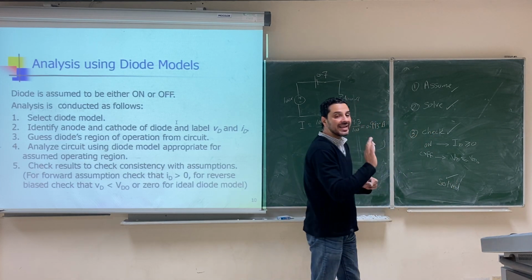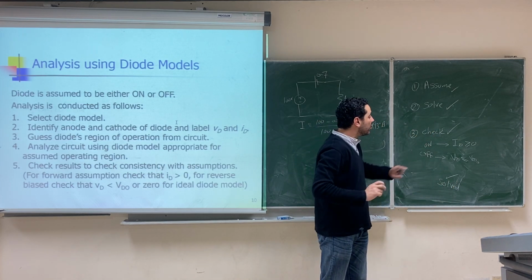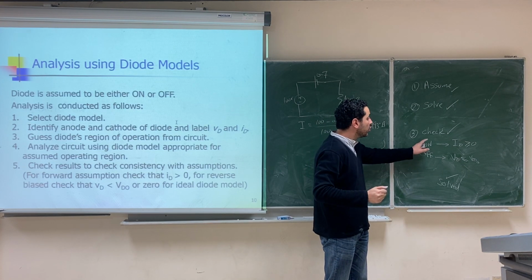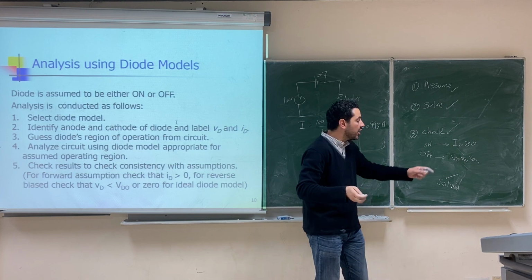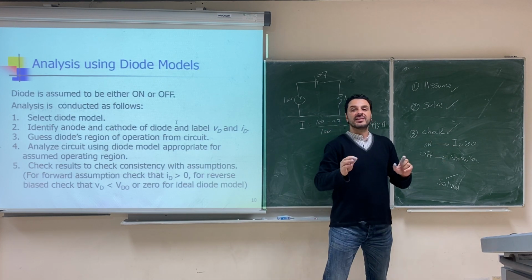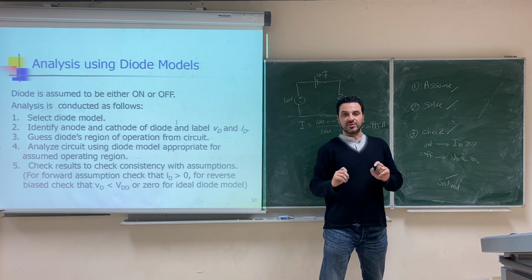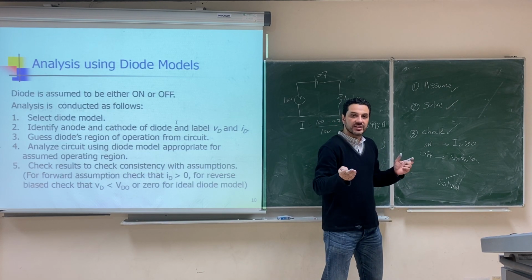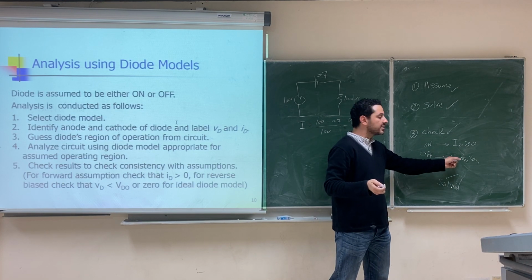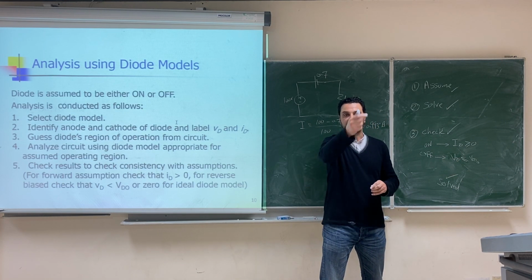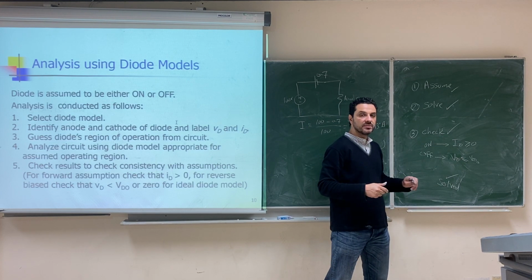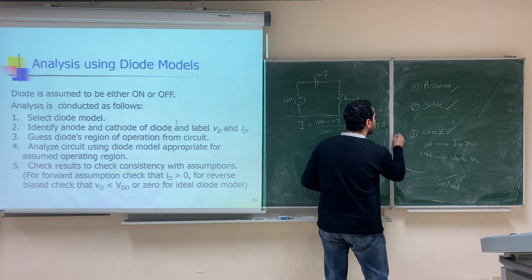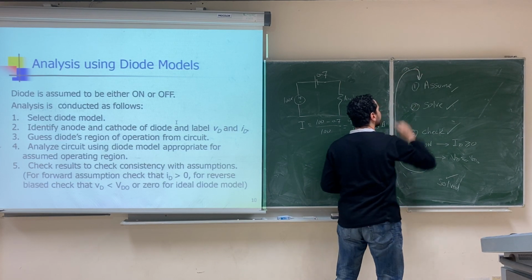But if you find that even one of the diodes in the circuit had an incorrect assumption, for example, you assumed that the diode is on and you found that its current is not greater than or equal to 0, this means that your assumption was wrong. Or for example, you assumed it's off and you found that its voltage is greater than VDO. This means your assumption is wrong. In this case, you have to go and repeat the 3 steps again.